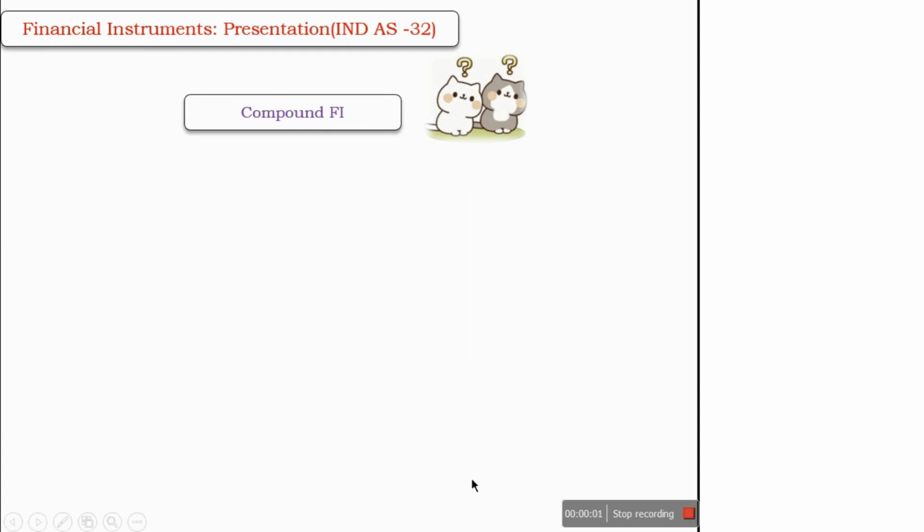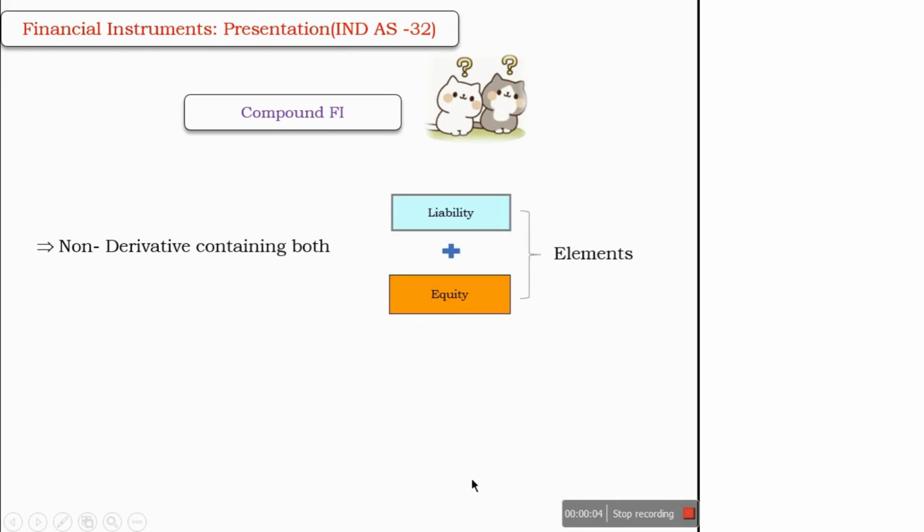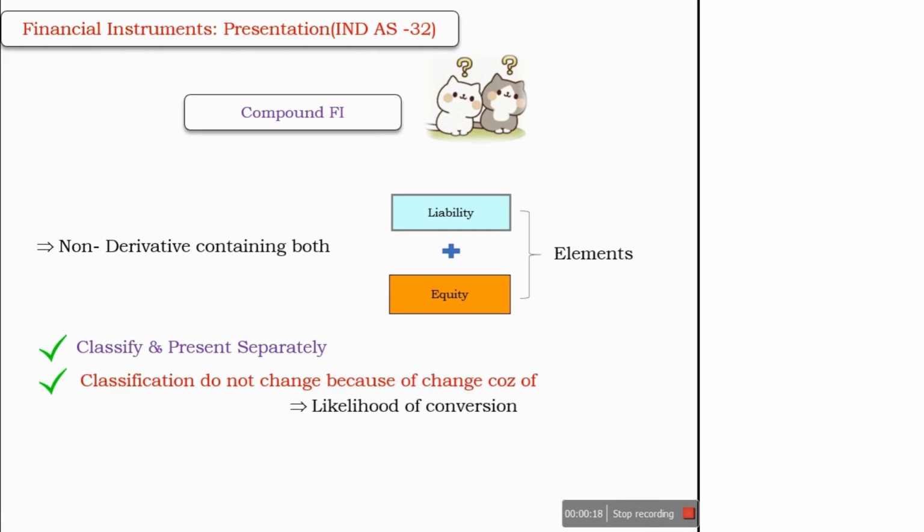We need to determine whether the financial instrument contains both liability and equity elements in it. If it contains both the elements, we need to classify and present them separately. When we are classifying both the elements, it does not change because the likelihood of conversion is changing, or if it has become more advantageous or disadvantageous for the holder of the instrument to convert it. So these factors will not change the classification of the elements of the financial instrument.